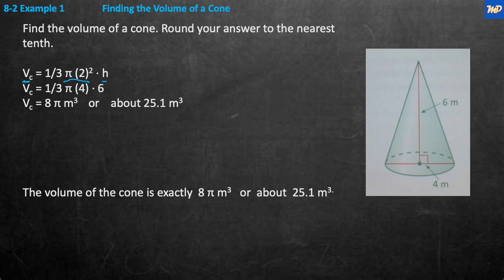And what was the radius? We see that the diameter from the bottom here, from one side of the circle to the other, is 4 meters. So that must mean that the radius is 1/2 of that. So we have 2 squared times the height. And the height we know is going to be 6 meters. So in the next line, we have the volume of the cone is 1/3 pi times 4 times 6. And that is 24 divided by 3, which is 8.